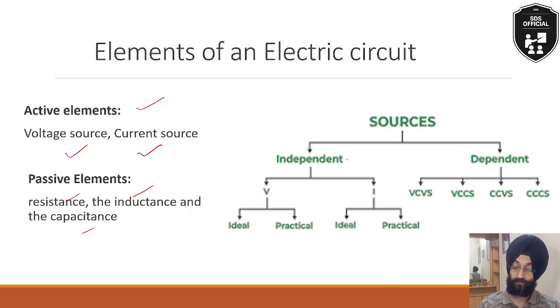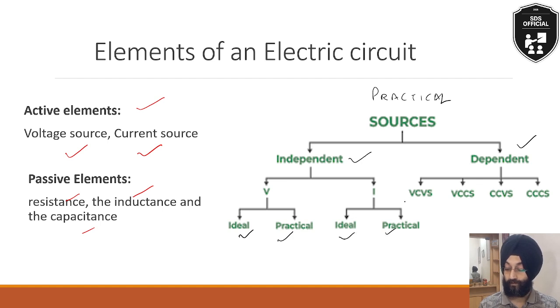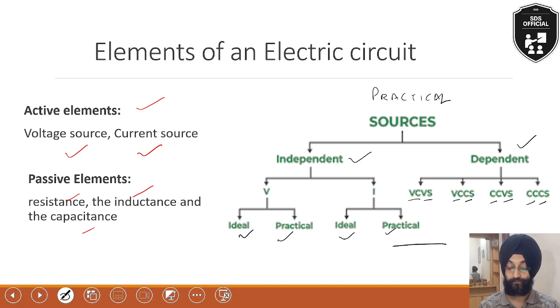So energy sources can also be practical energy sources, can be independent or dependent. Independent are ideal and practical. Dependent are voltage controlled voltage source, voltage controlled current source, current controlled voltage source, and current controlled current source. Let us have a look on them.